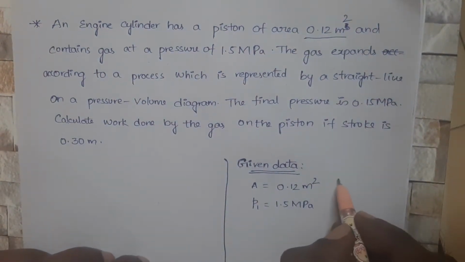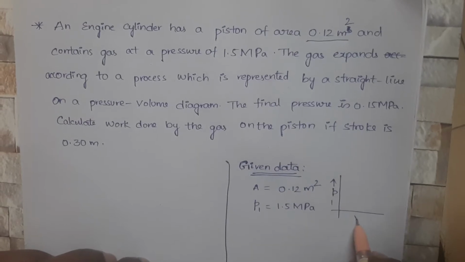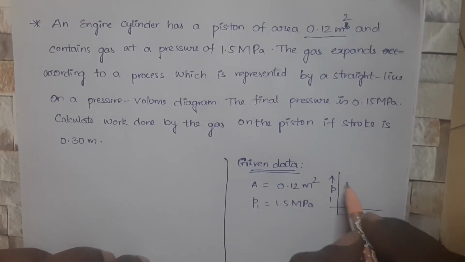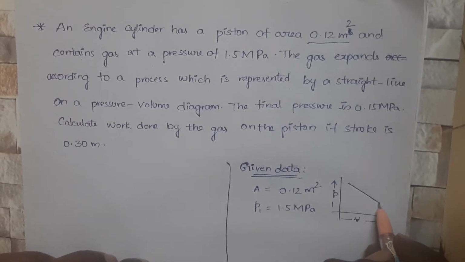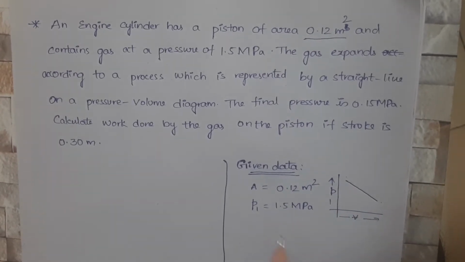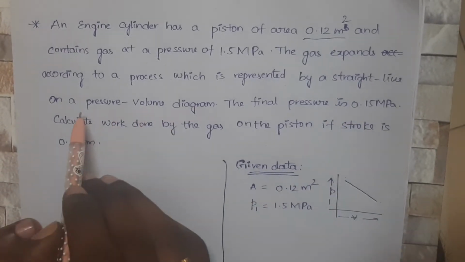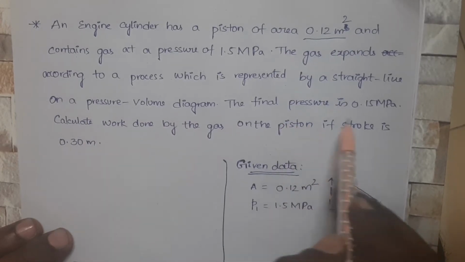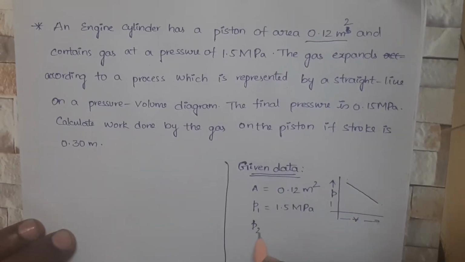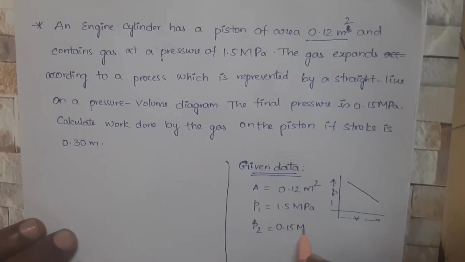I mean, the expansion process of the gas, if it is a PV diagram like this, for example, the process will be from 1 to 2. It is a straight line. It is not a curved line, the gas is not following any curve. And on the pressure volume diagram, the final pressure P2 is equal to 0.15 megapascals.